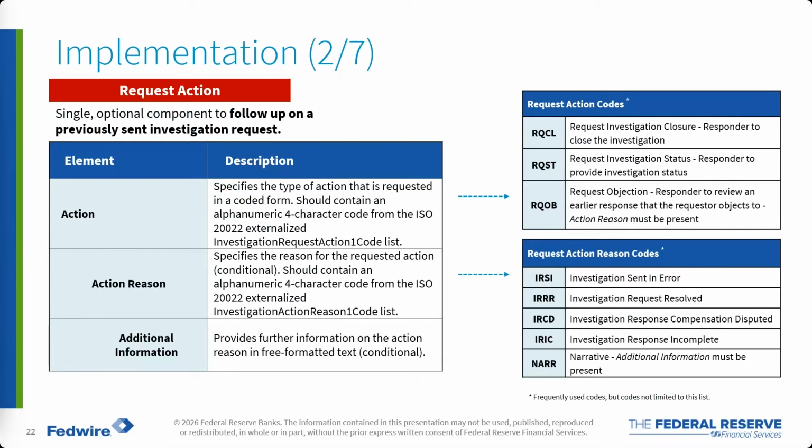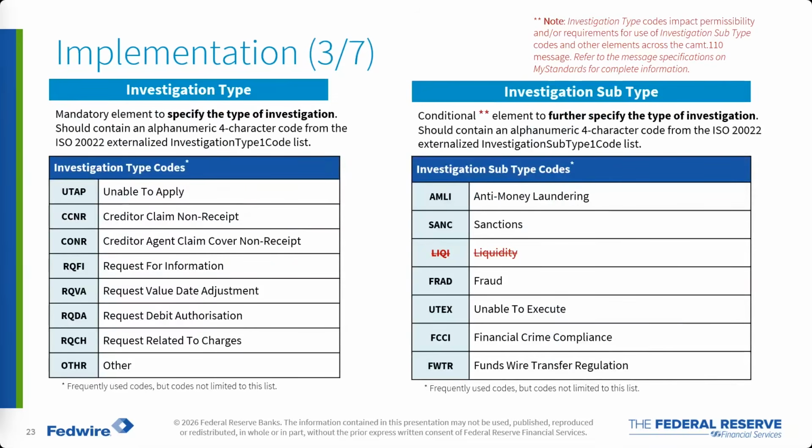You can send IRRR, which means in the meantime, the problem has been resolved. You can provide further information, for example, that you're disputing some of the compensation discussions. You can object to a response that you consider incomplete, or as always, the escape code: if you do not find any of these above codes useful, you can always use the narrative to say why you're following up to your previously sent investigation request. A useful component to follow up, but remember, it's only to follow up on a previously sent investigation request. Let's move to the next component.